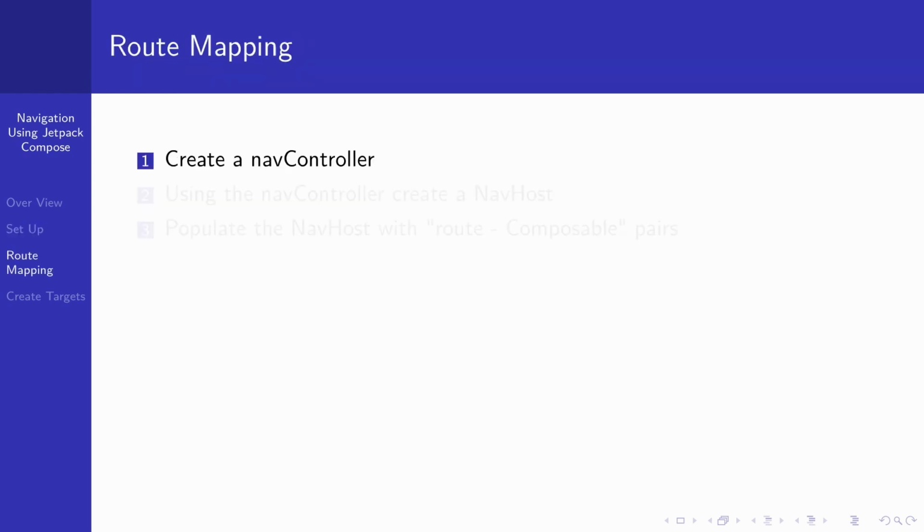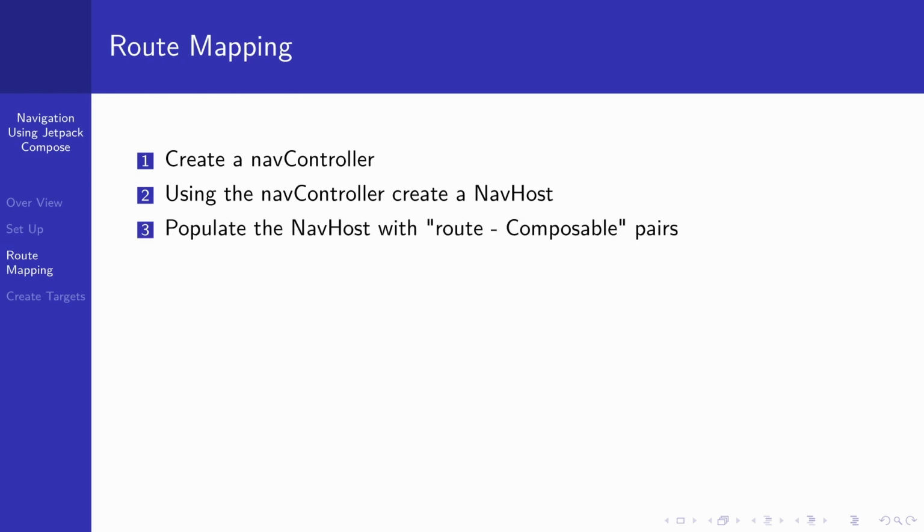Route mapping. In order to create the route mapping, we have to create a nav controller. Using the nav controller, we create a nav host. And in the nav host, we define two things. One of them is the route composable mapping or pairs. Every route will point at one composable, which we will arrive at using the route, which is just a string. And the second thing defined in the nav host is the first target, so we know where to start our navigation.